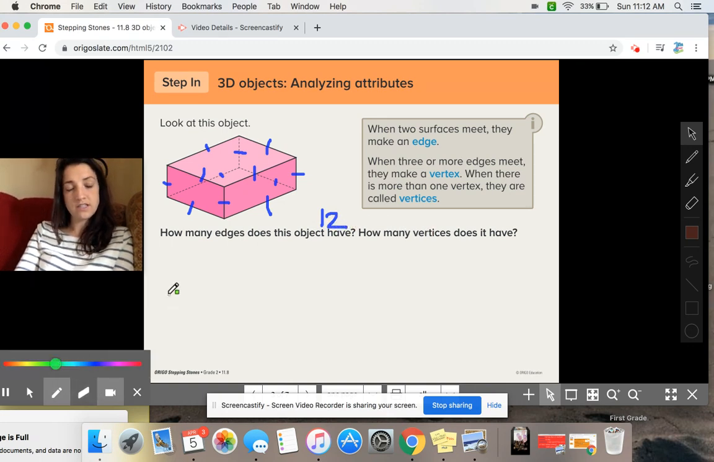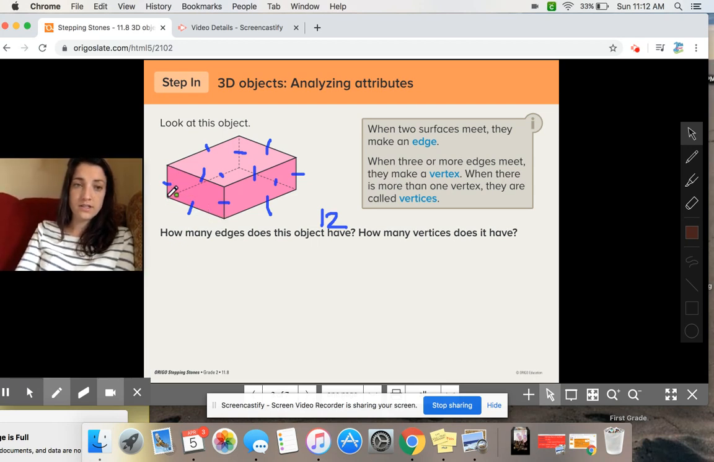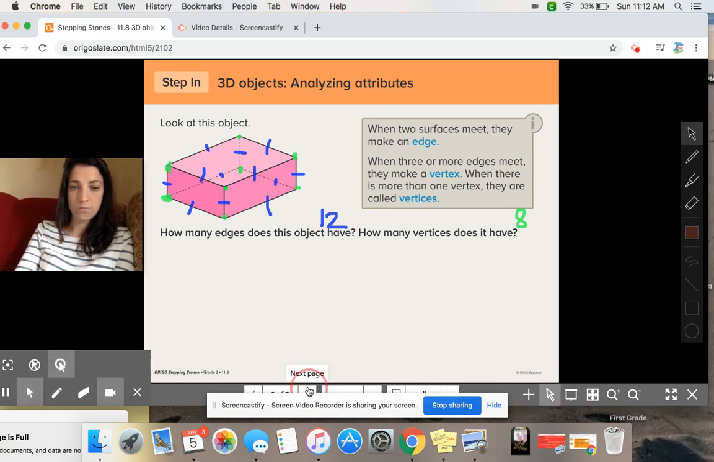So a vertex is when three edges meet together. So we've got 1, 2, 3, 4, 5, 6, 7, 8. So there's 8 vertices. Okay, let's continue on now.